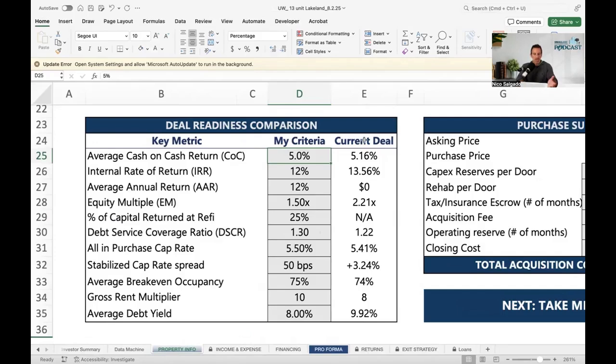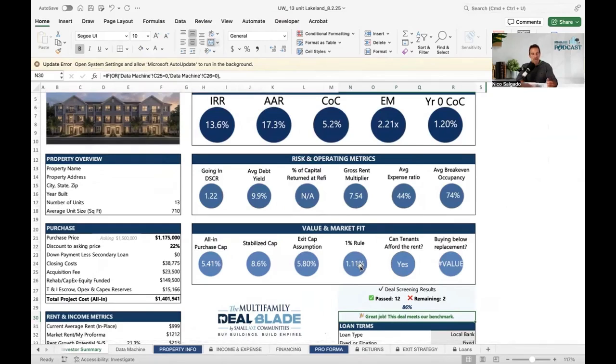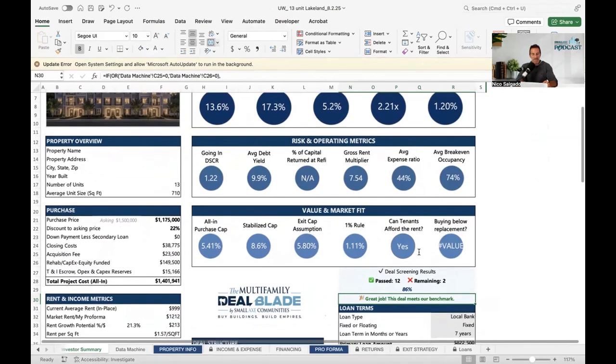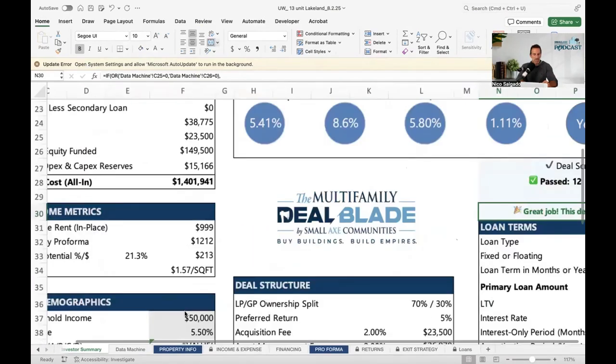On the right side are the current deal metrics of what this deal is showing. Again, this is all auto-populated for you. If you want to change this, you can change the criteria to fit your particular needs. These are preset with my needs. And then there are a few more metrics here. For example, does it beat the 1% rule? Yeah, 1.11. Can the tenants afford the rent? Yes. And you do that by inputting the median household income here.